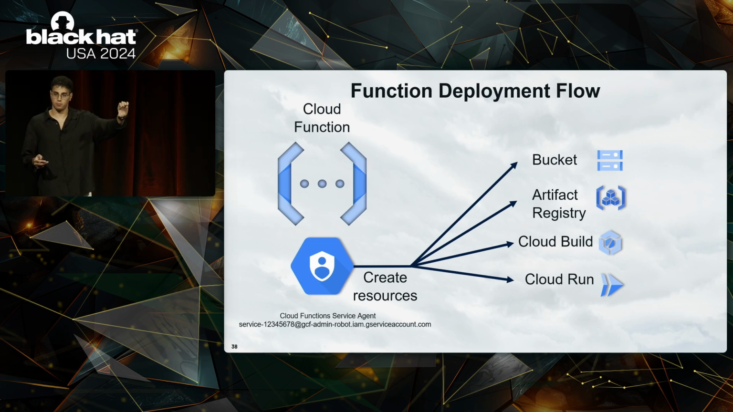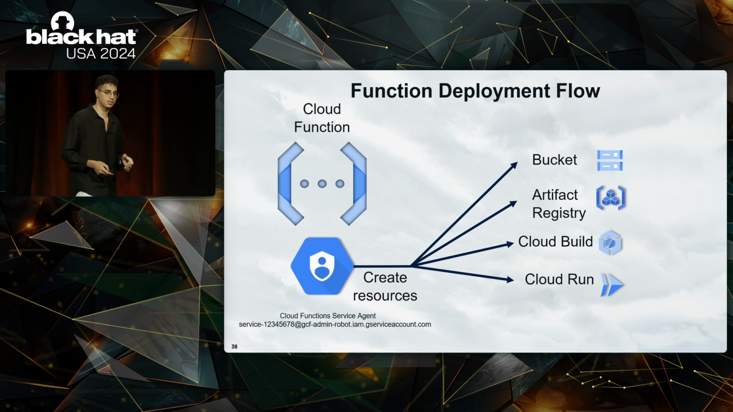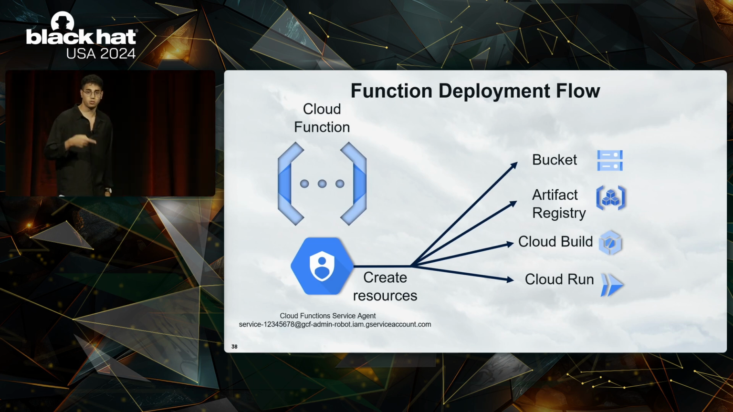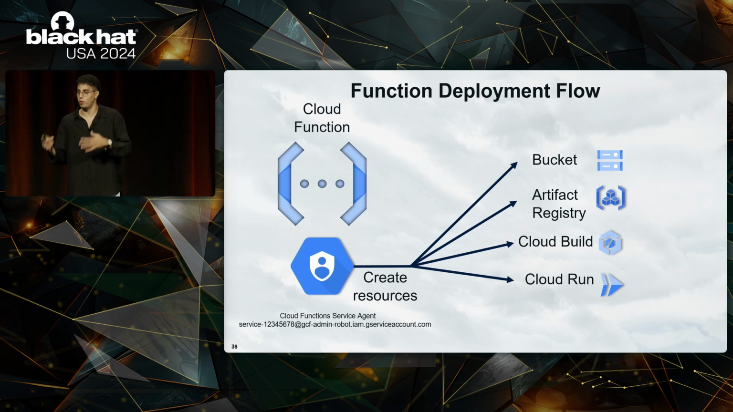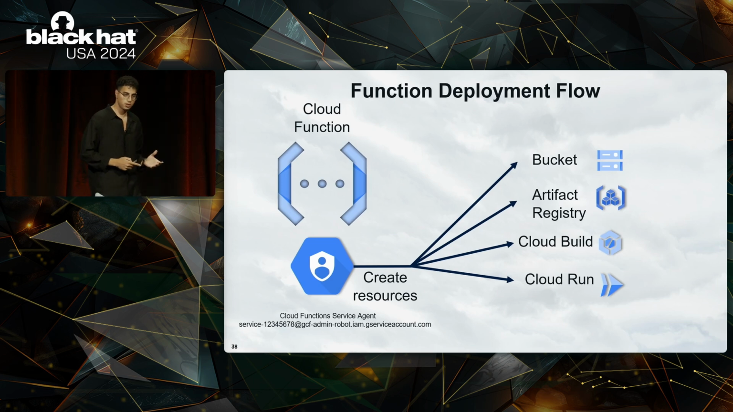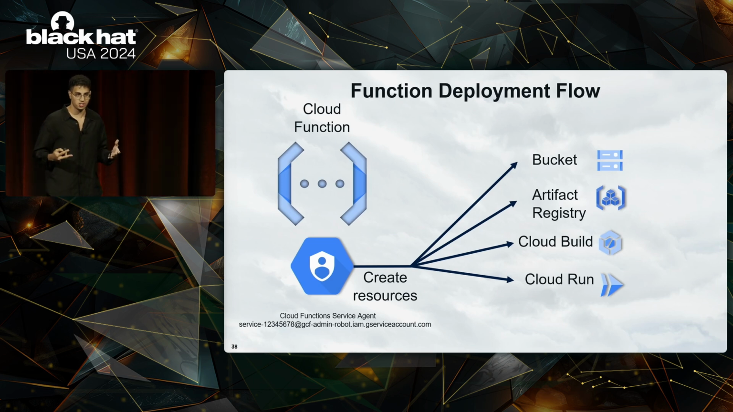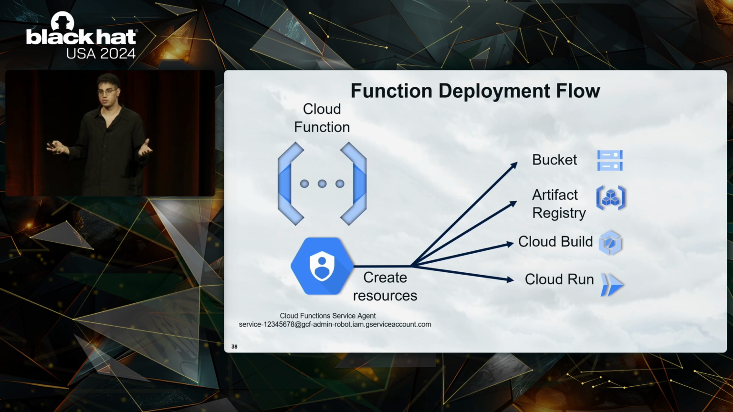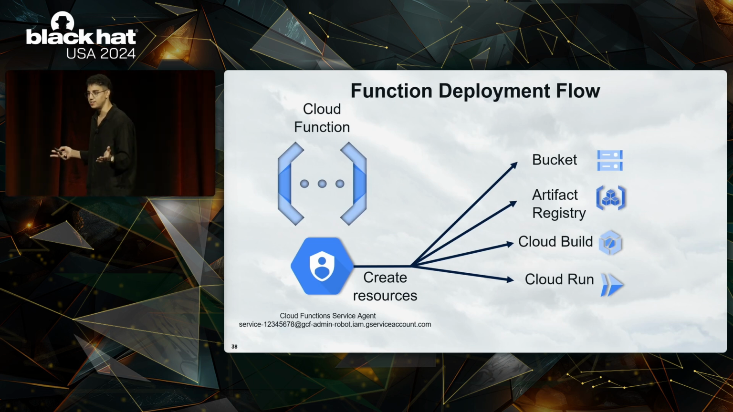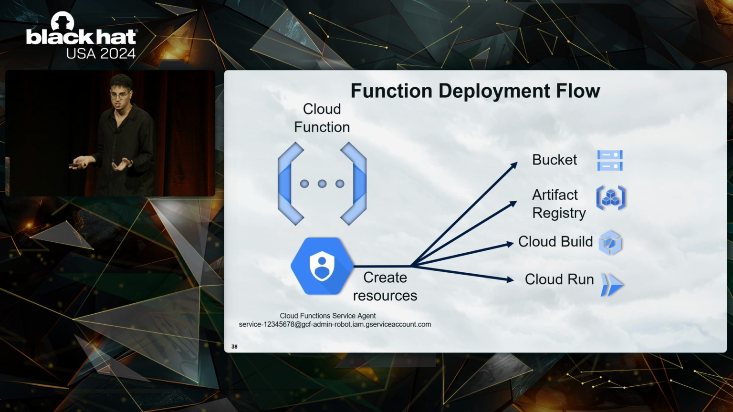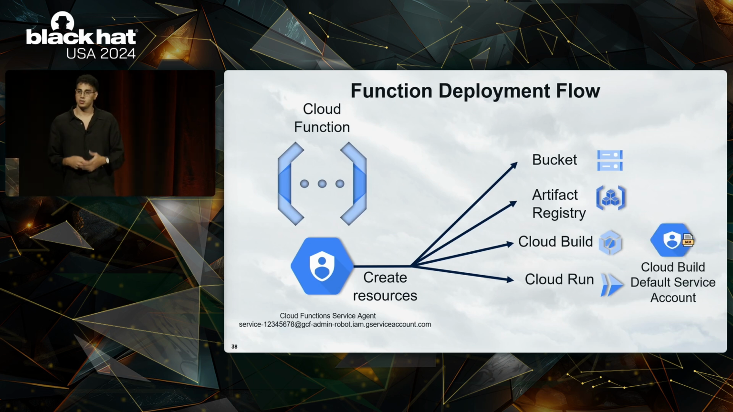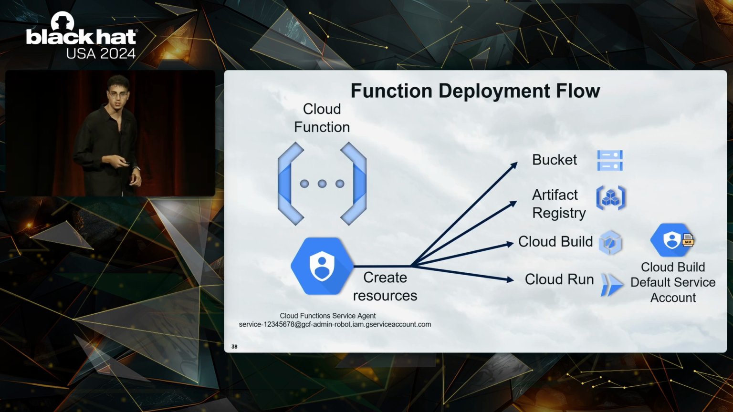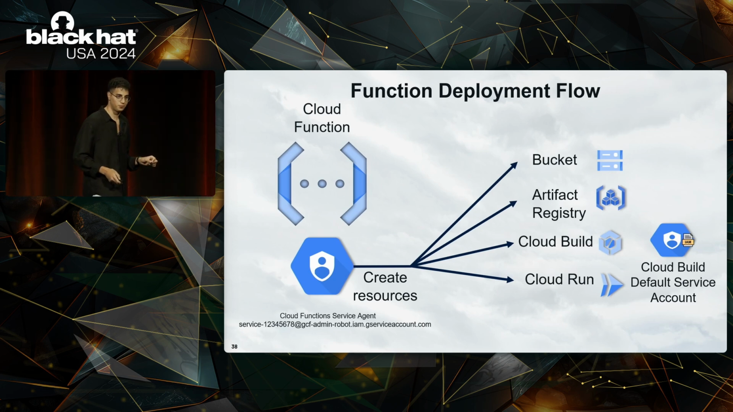This is the Cloud Function deployment flow. It creates resources, as we saw, some of them a bucket to store the function's code, an artifact registry to store the function's image, a Cloud Build to build the function, and a Cloud Run service to run the function. It all makes sense. These services are there to deploy the function. Google also decided to attach the Cloud Build default service account to the Cloud Build service. And this default service account is very, very risky and is what caused the vulnerability.